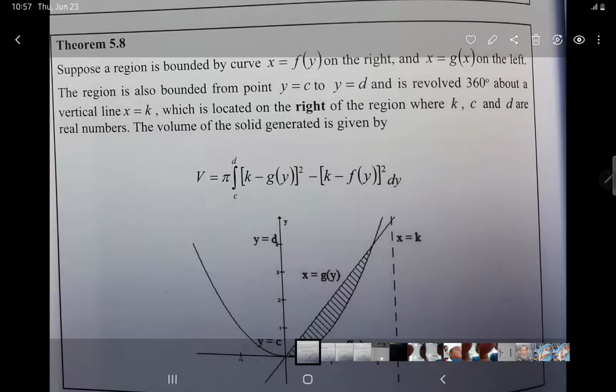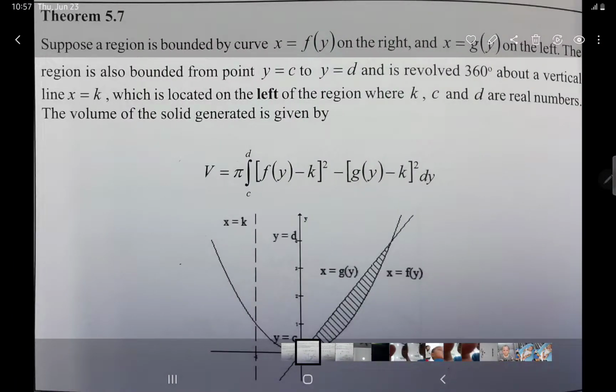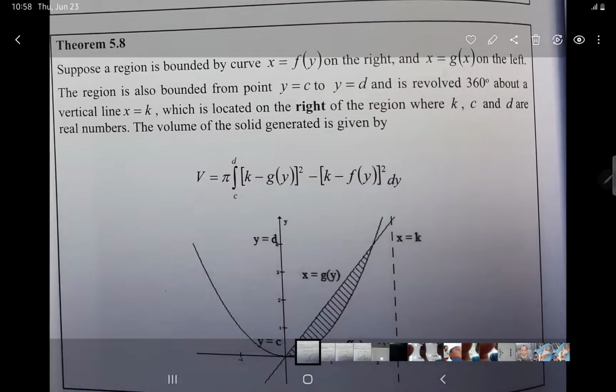Tapi beza dia apa? Untuk theorem 5.7, axis of revolution belah kiri shaded region. Ni shaded region, dia belah kiri, ini axis of revolution dia. Untuk theorem 5.8, dia punya shaded region yang ni, axis of revolution dia belah kanan. Itu cara nak pilih formula yang betul lah.